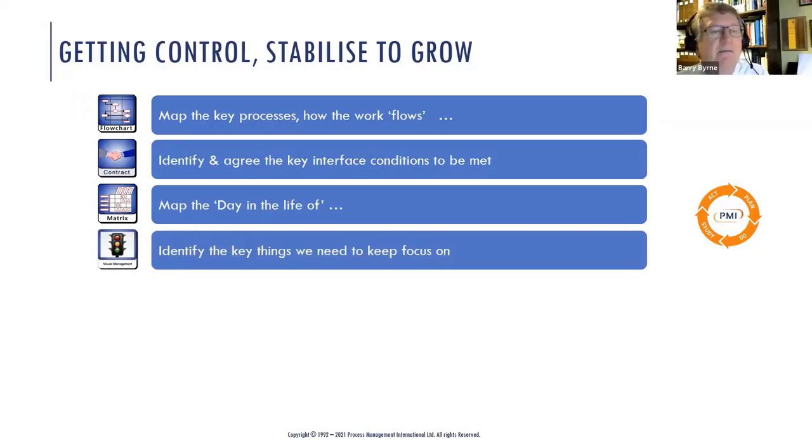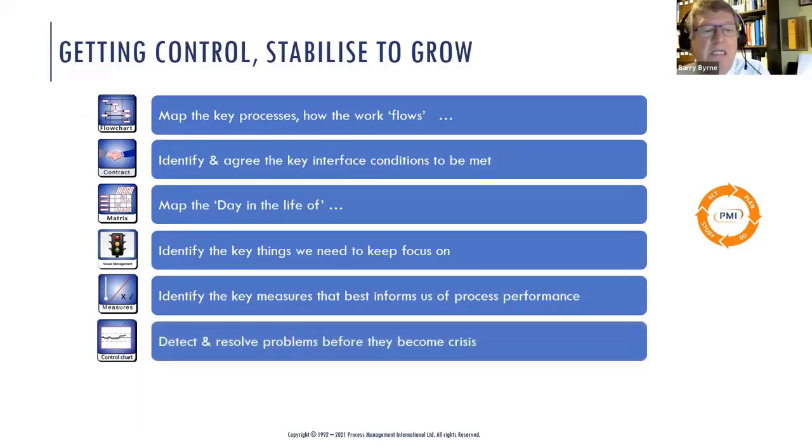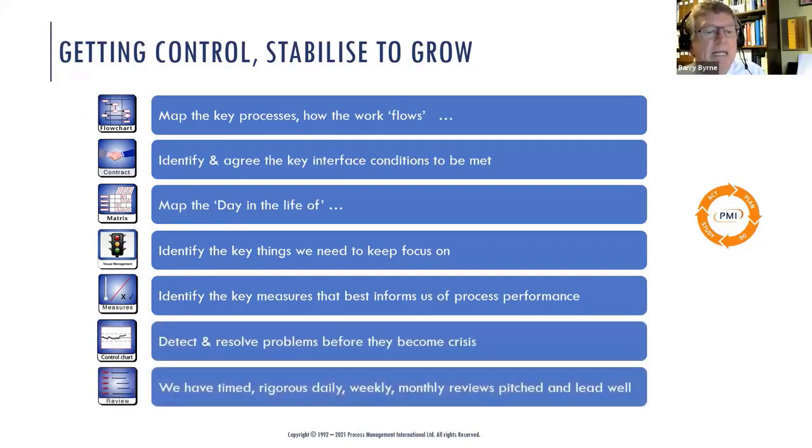Identification of the key things that Dave and his team needed to keep focus on, not the thousands and thousands of things that essentially were the noise that he was being distracted by. And at the same time, the key measures that best informed him of process performance. He was drowning in measures, none of which were of any use to him, but actually someone else apparently required them, but he never actually knew why or who. The ability to detect and resolve problems before they became a crisis.